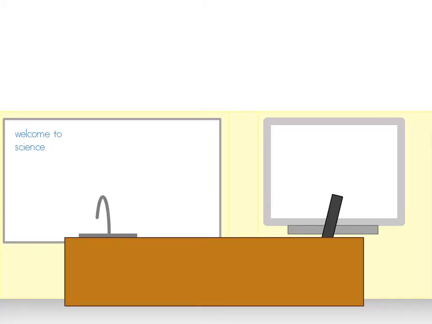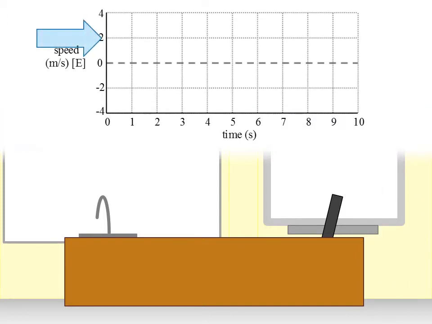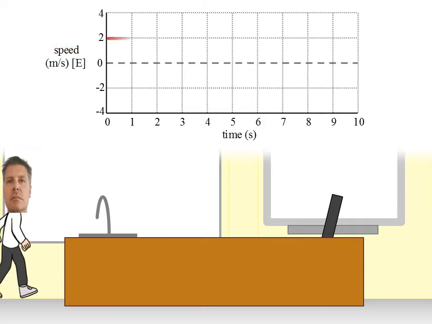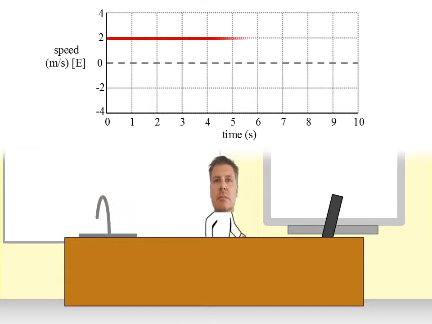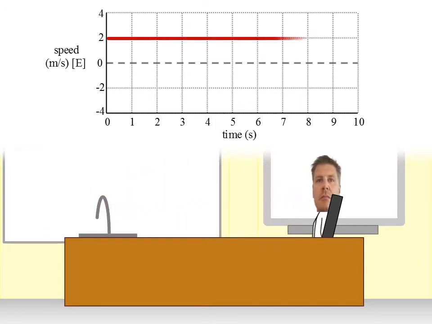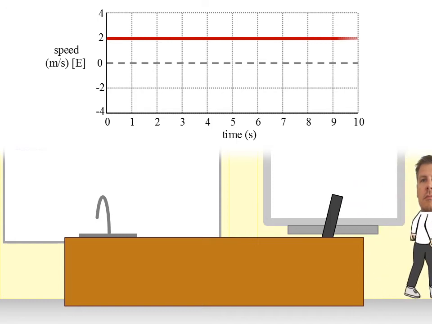Mr. Sklar hears a knock at the door, so he starts walking across the classroom at 2 meters per second towards the east. If we were to graph this situation, well, this is 2 meters per second east, and for the entire time period, Mr. Sklar is walking 2 meters per second east. So the graph would be a flat line as he has a constant velocity for the entire 10-second period.